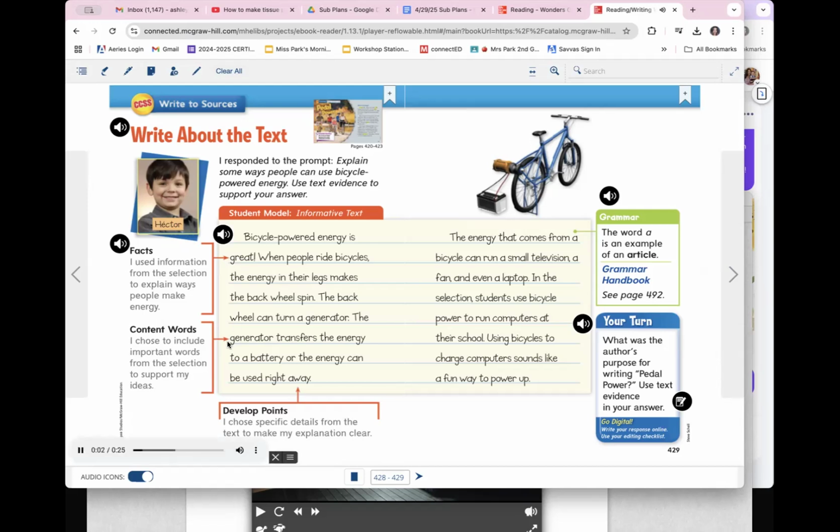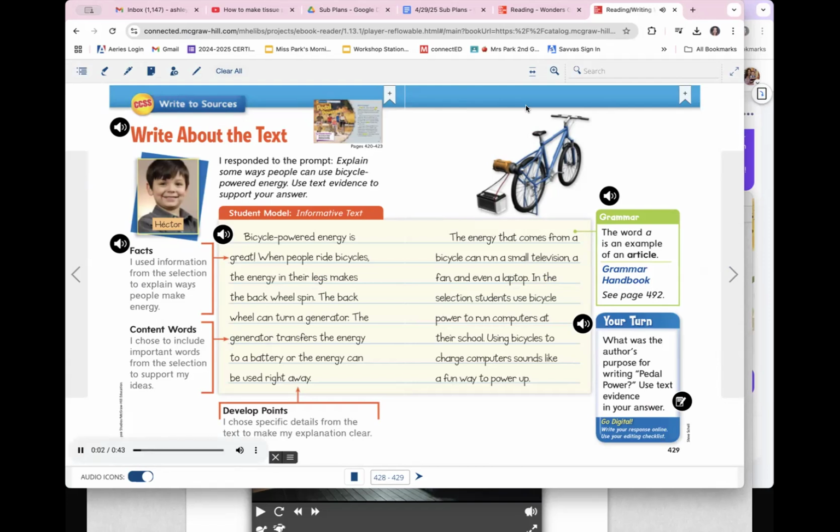Facts. I used information from the selection to explain ways people make energy. Content words. I chose to include important words from the selection to support my ideas. Develop points. I chose specific details from the text to make my explanation clear.